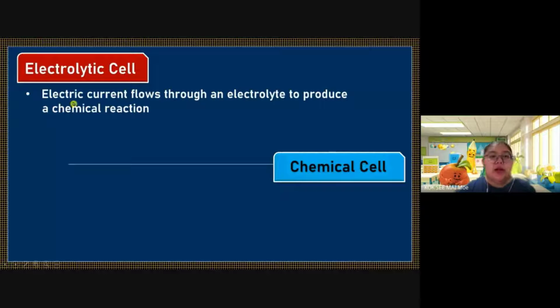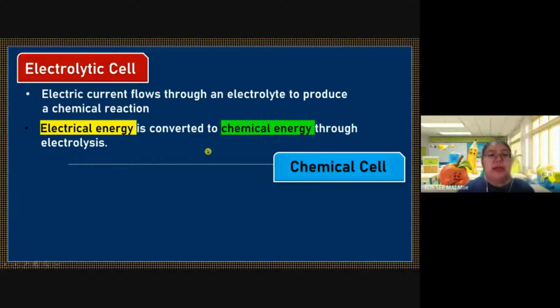Electrolytic cell means electric current flows through an electrolyte. Remember, the electrolyte is the liquid just now. Electric current flows through the electrolyte, then they produce chemical changes. Just now I showed you the diagram: when you switch on the battery, the current flows through the liquid, that liquid we call the electrolyte, and then the liquid can produce chemical reactions. So electrical energy is converted to chemical energy through a process we call electrolysis.